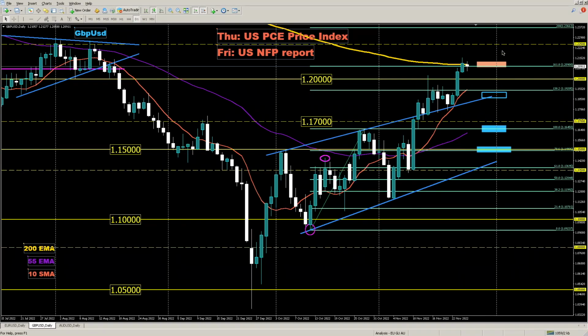Unlike the euro, this seems to have a better chance to break out higher to test the next key resistance at 122.50.